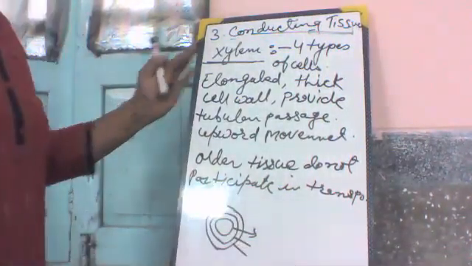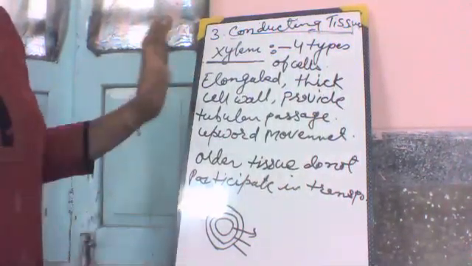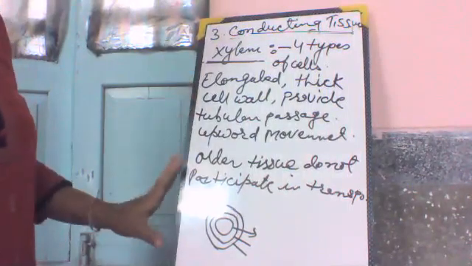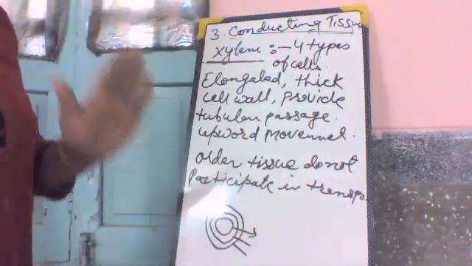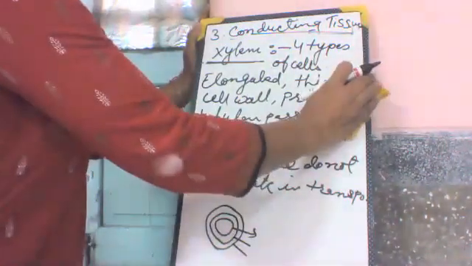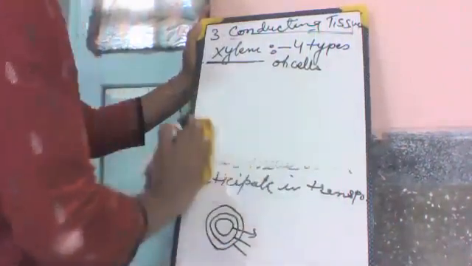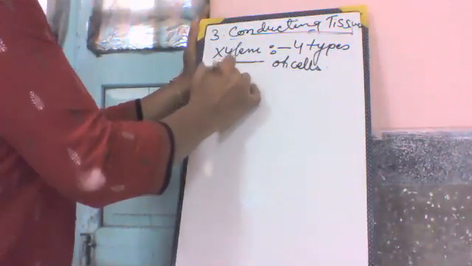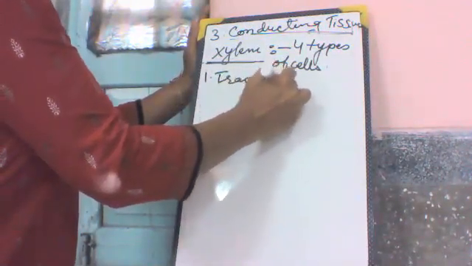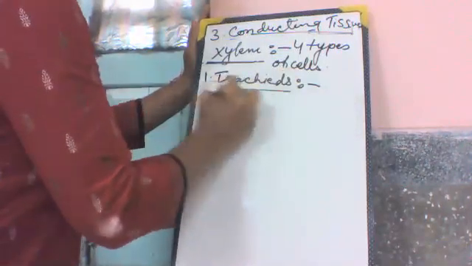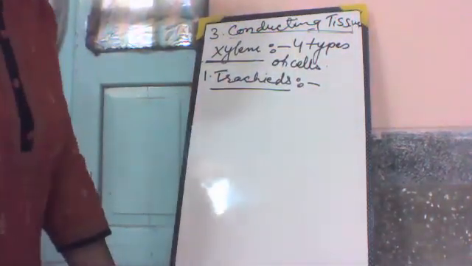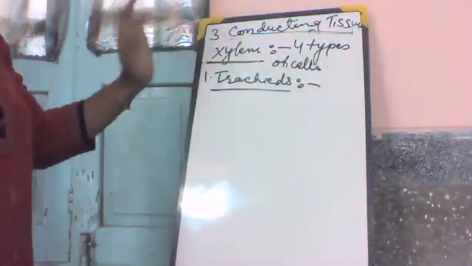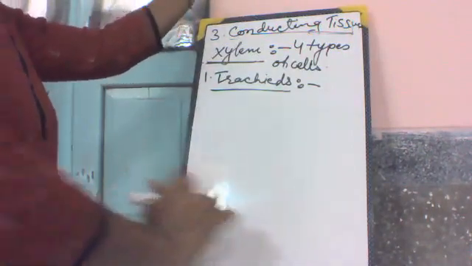Xylem cells are made up of four types of cells. These are the general characters of xylem, but it has four different kinds of cells. First is tracheids. The first type of cell is tracheids. They are elongated, same as the general character of xylem cells.